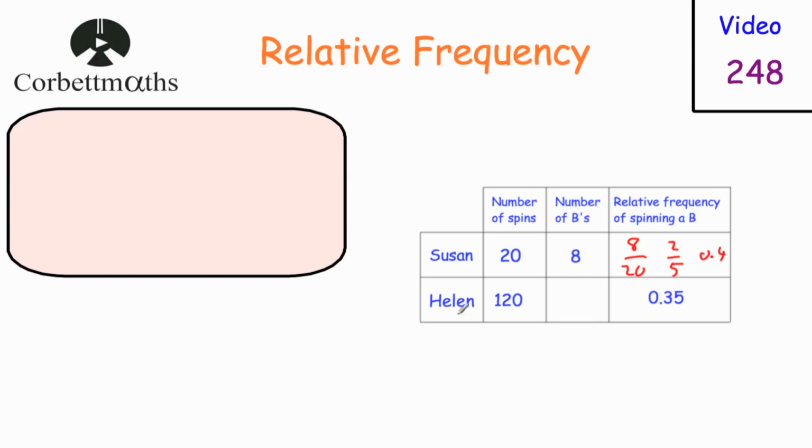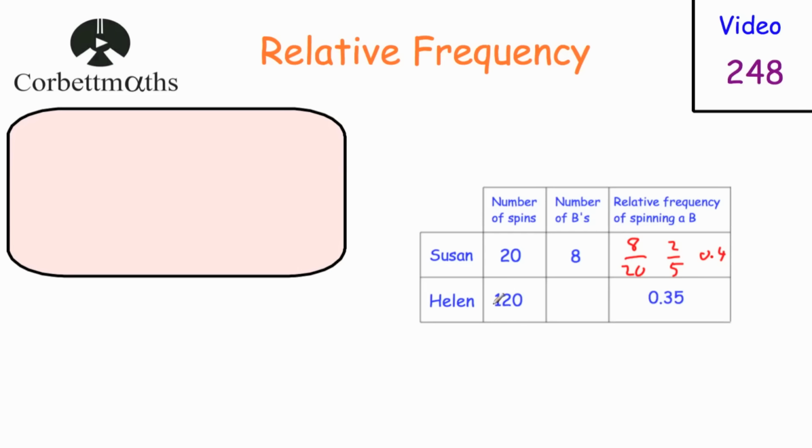Okay, let's look at our next person, Helen. And Helen spun the spinner more times. She spun it 120 times. And this time we don't know how many B's she's got, but we know the relative frequency of her getting a B. We know the relative frequency is 0.35. Now, to find the number of B's that Helen got, all we need to do is multiply the relative frequency by her number of spins.